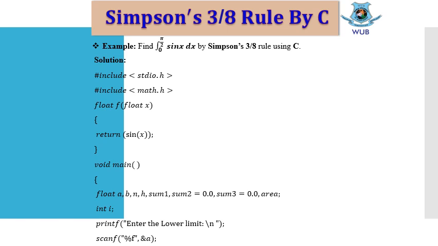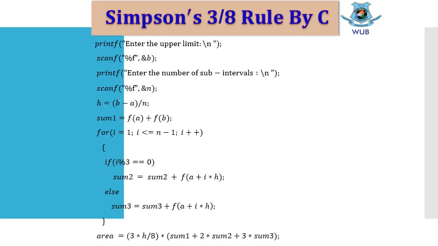Then take inputs like a lower limit, upper limit, and subintervals. By taking all the inputs, you have to calculate the interval, which is h equals b minus a divided by n, and calculate sum 1, then sum 2 and sum 3, and then find out the area of the equation.